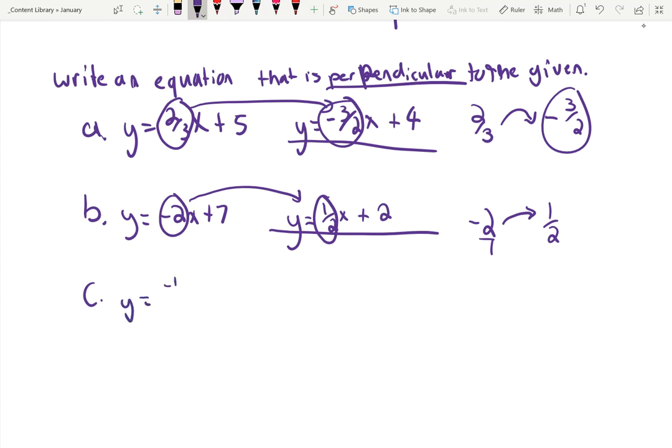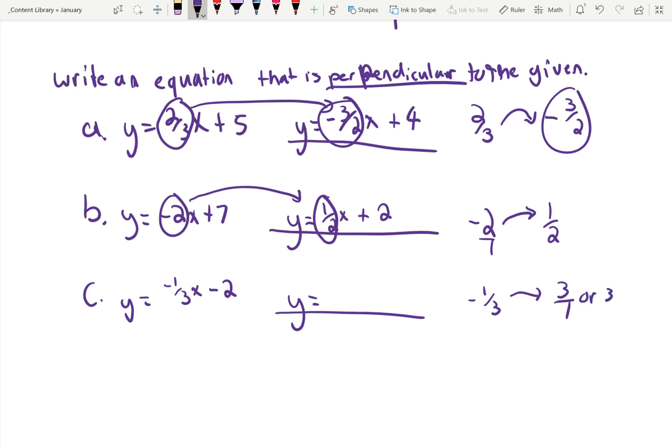Y equals -1/3 x minus 2. Okay, so opposite reciprocal slopes. So let's look at the -1/3 for a second here, and let's opposite reciprocal it. Negative will become positive, so it's going to be a positive slope, and then flip the 1 and 3. So it'd be 3/1, positive 3/1, which is the same thing as just a regular 3.